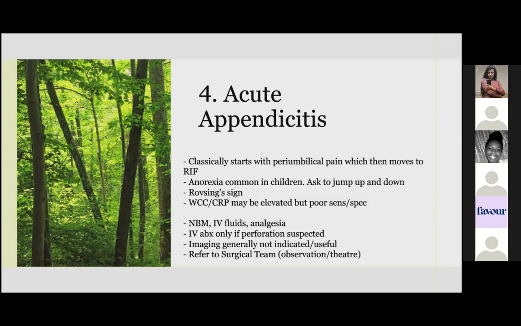So with these patients, you can't really give them the benefit of the doubt. If they come in with abdominal pain, then you might become more reliant on your investigations, like your blood tests, or asking them to do some crude examination like jumping up and down, if they're unwilling for you to touch their abdomen.